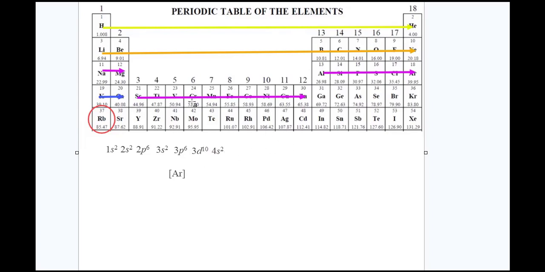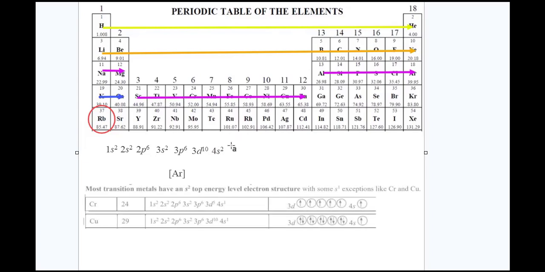Now, sometimes things get a bit weird. Like chromium, which should be D1, D2, D3, D4, is really a D5. It takes 1 electron from a 4s. Copper does the same thing, and it'll be a 3D10, 4s1 for copper. But you don't have to worry about those exceptions in AP chemistry.